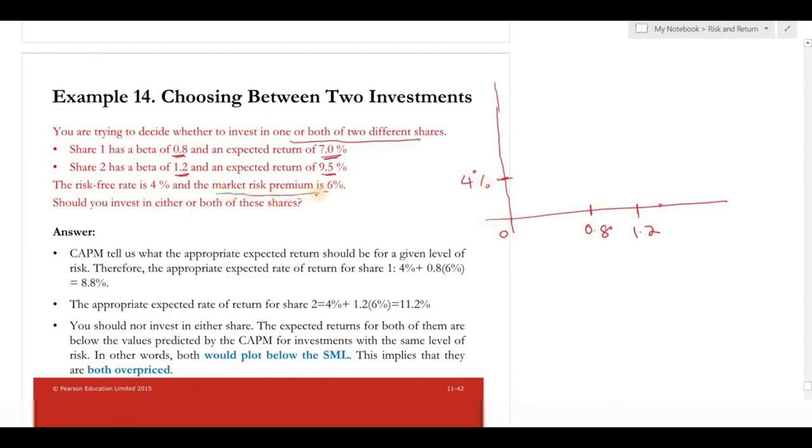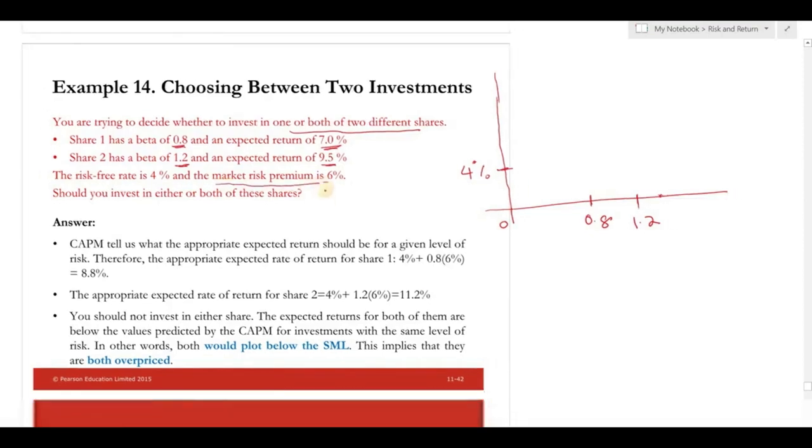So the risk premium is 6%. Remember, this is the market risk premium. This is not the market return. I repeat, most students confuse it with RM. It is RM minus RFR. So using the CAPM, what does CAPM say given these betas? And this is the expected return based on the CAPM. For the first share, the CAPM says at 0.8 level of beta, the expected return should be, let's say, should be here, I guess.